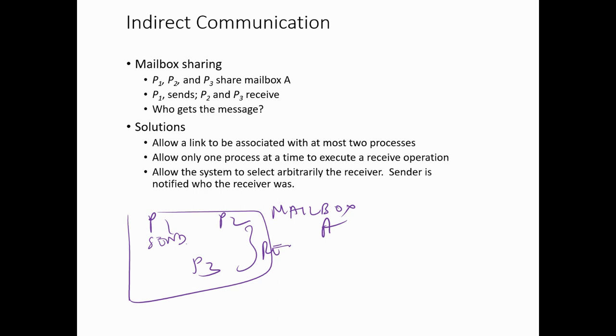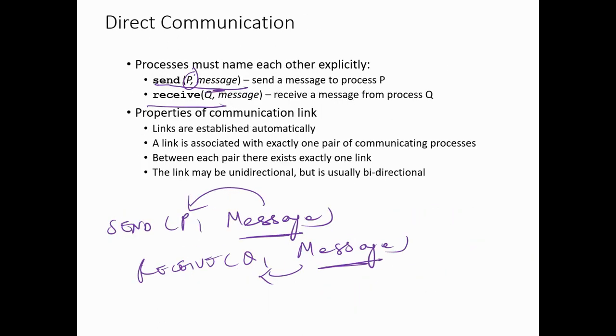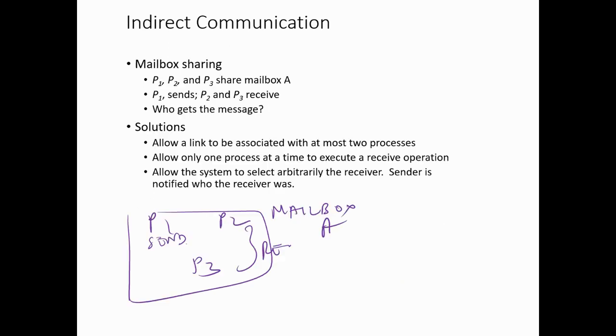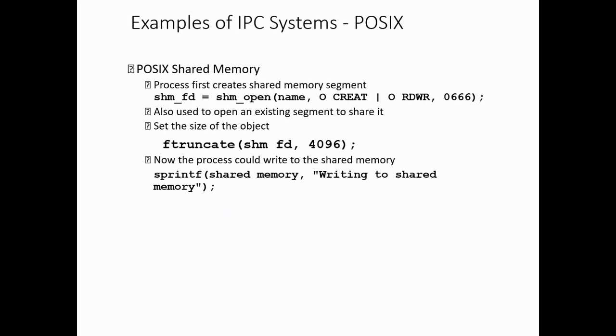After time T1, P3 is going to be the receiver. Then P1 gets to know that now P3 is going to receive the messages. Clear all about it? Okay. So we talked a lot about what direct communication is and what indirect communication is.